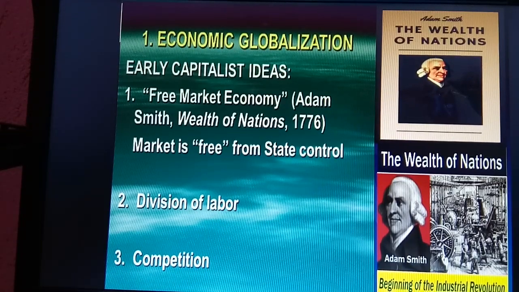Competition, on the other hand, for Adam Smith is positive. But for Karl Marx, later on in communism, that is just economic competition, without personal touch between and among people. Everything is driven by competition, such as at home, with siblings comparing, who is the prettier, who knows more.